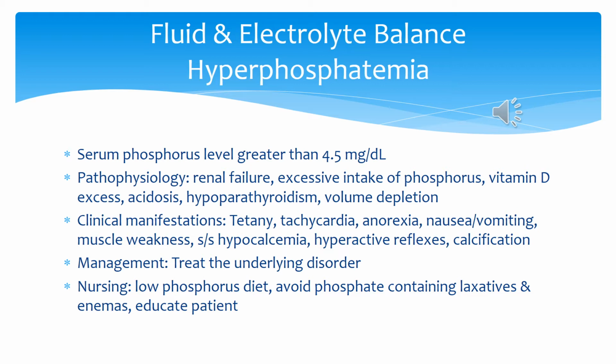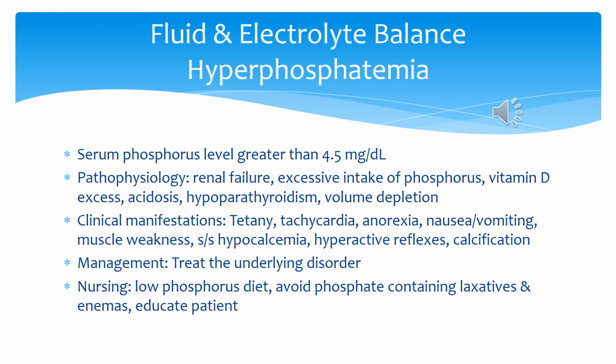The clinical manifestations: most common symptoms result from decreased calcium levels and soft tissue calcifications. The most important short-term consequence is tetany. Tachycardia, anorexia, nausea and vomiting, and muscle weakness, including signs and symptoms of hypocalcemia, hyperactive reflexes, and those soft tissue calcifications in the lungs, heart, kidneys, and cornea are the clinical manifestations. Medical management is aimed at treating the underlying disorder. For example, hyperphosphatemia may relate to volume depletion or respiratory or metabolic acidosis.